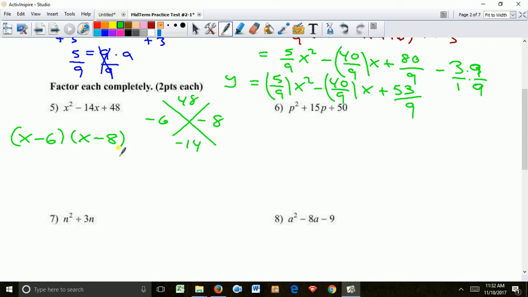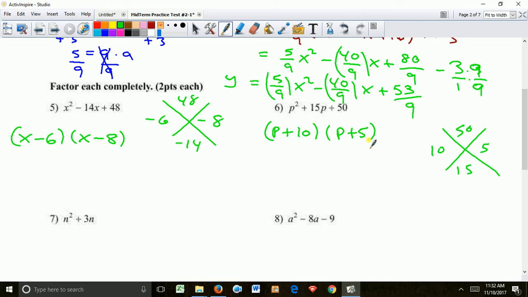For number 6, you want to find factors of 50 whose sum is 15. 10 and 5. 10 times 5 is 50. 10 plus 5 is 15. So this will factor into p plus 10 times p plus 5.